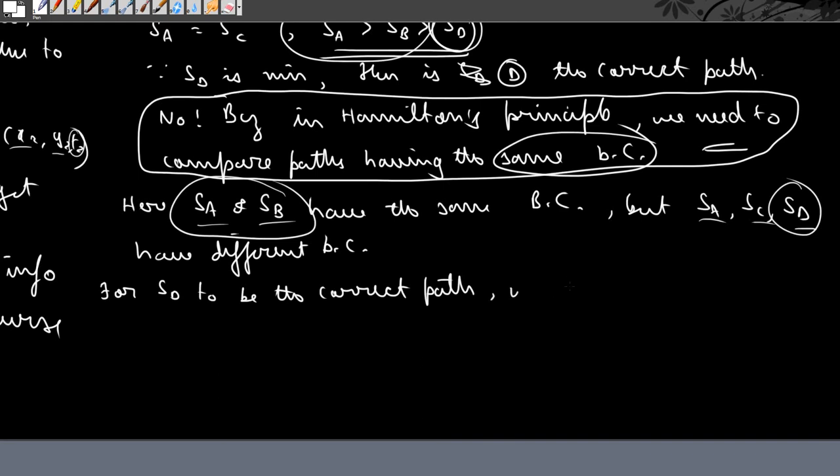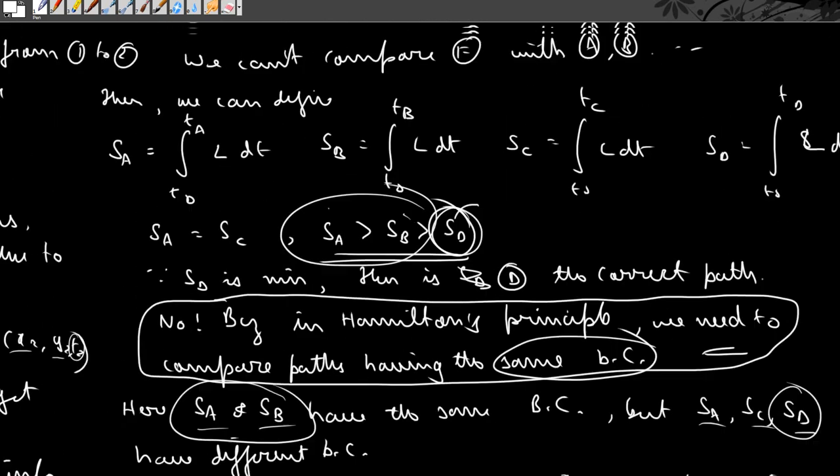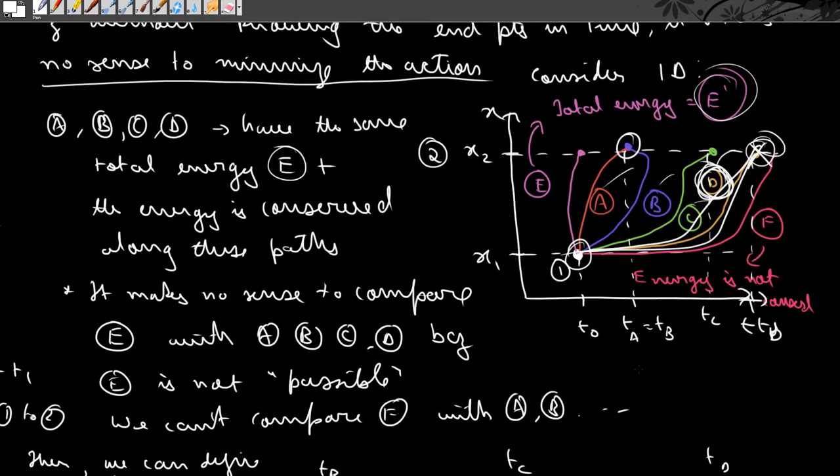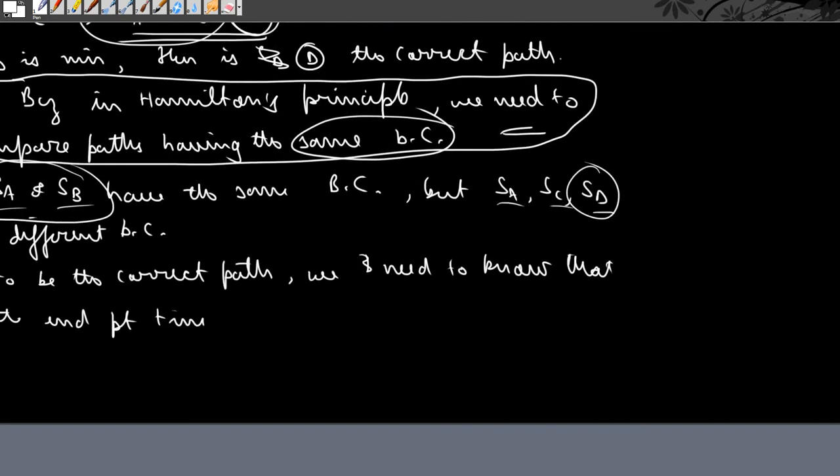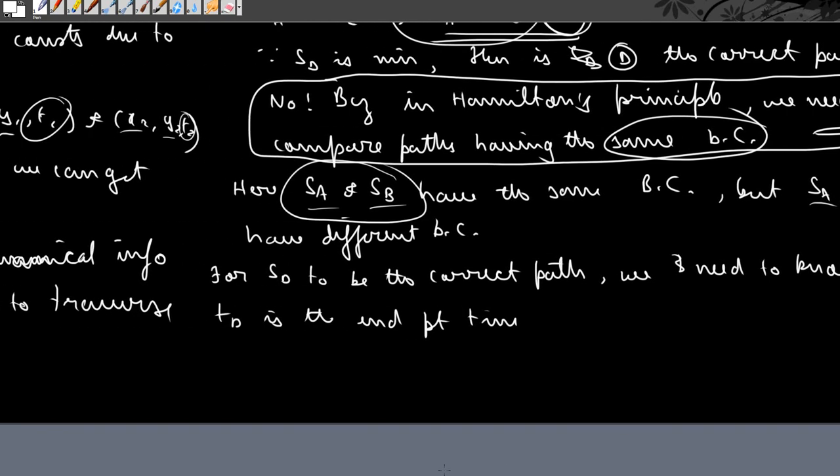We need to know that TD is the endpoint time. Unless we know that TD itself is the endpoint time, first of all, we cannot say that D is the correct path. Because for Hamilton's principle, we need to know the initial time and the final time. So unless we know TD, we cannot choose D as the minimum path. It makes no sense, because Hamilton's principle, as we have seen, requires the information about TD.